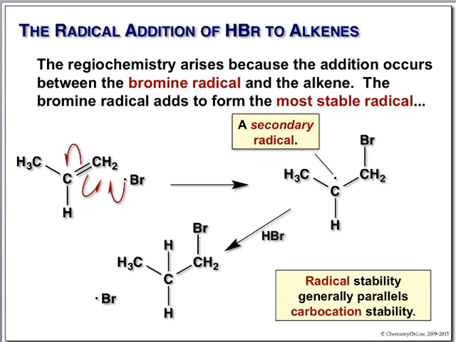Any questions? Yeah? So bromine is the primary radical? Bromine is just a bromine radical. Just a bromine atom missing one electron. What's the primary radical? Primary radical, here, this is a radical on a secondary carbon. Oh. If we had the radical up here, it would be a primary radical.